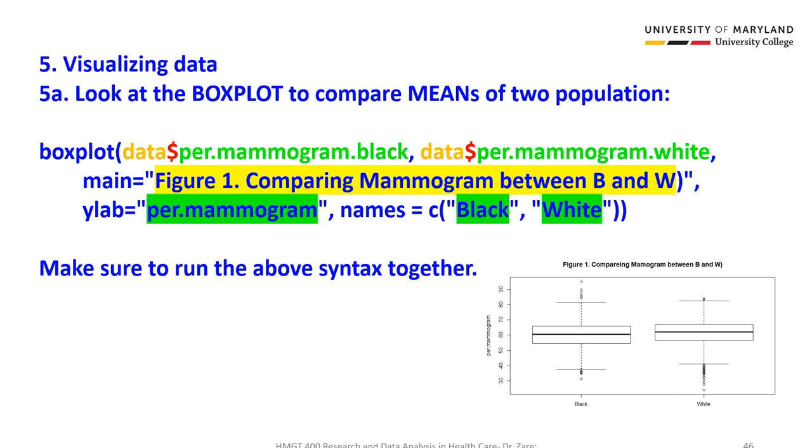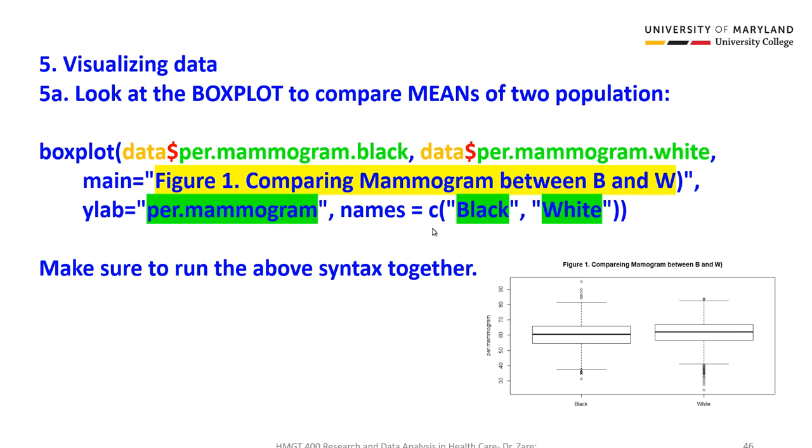The current data set has mammogram black and white, so I put black here, I put white here, and this is the main topic for that plot. This is the Y label here, and this is the name for this column, black, and this column is white. These two names are based on the order of the variables here. If you change it to white and black, then you have to switch this with this. This is the point you need to consider. You also need to run all of them together, so please don't just select line by line. If you select each line by line, you cannot see any result here.